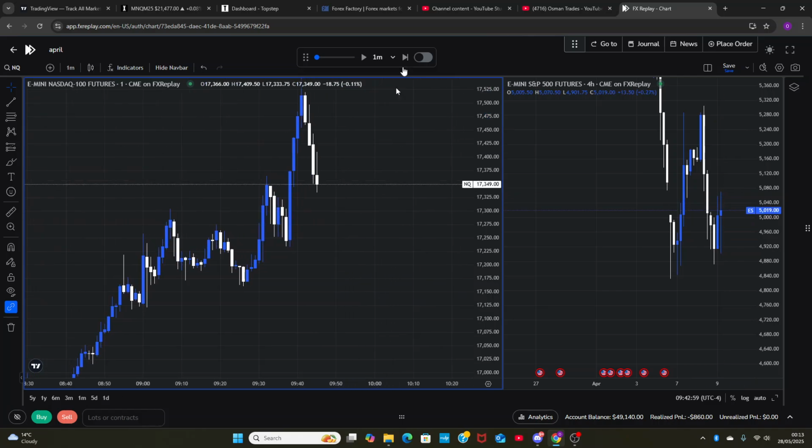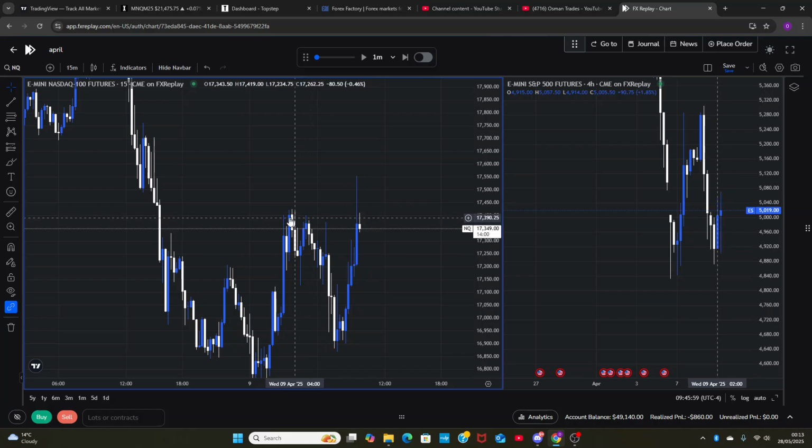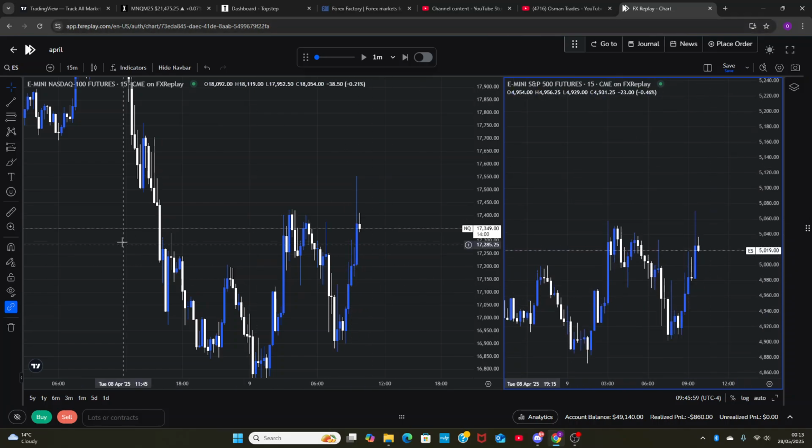1, 2, 3, 4, 5. Okay, macro opens. We sweep these highs. We do not close above it. So you could lean towards being bearish after we tap the 1 hour SIBI. Or 4 hour. I think it's 4 hour.